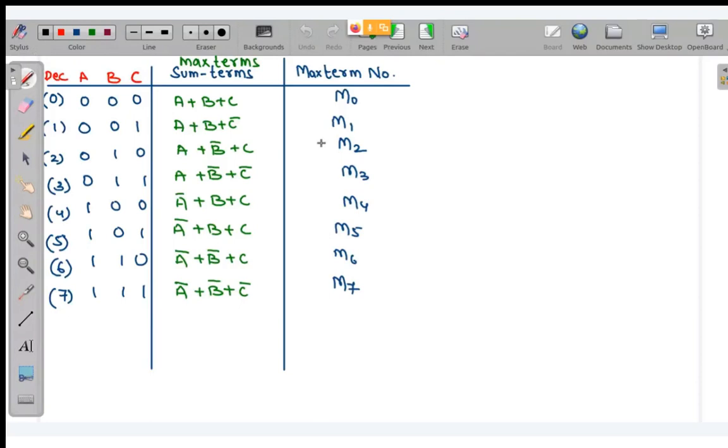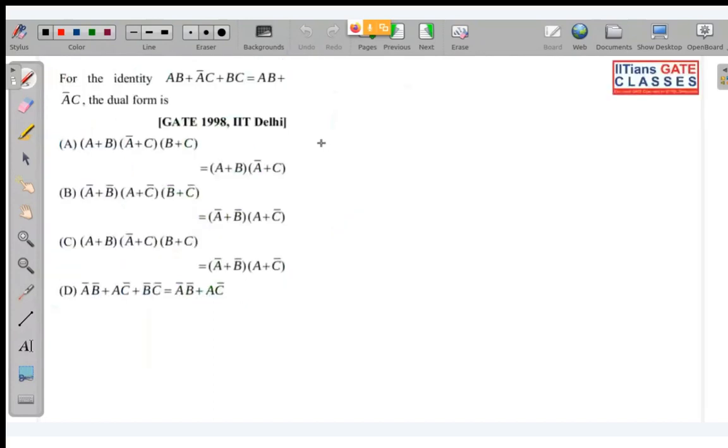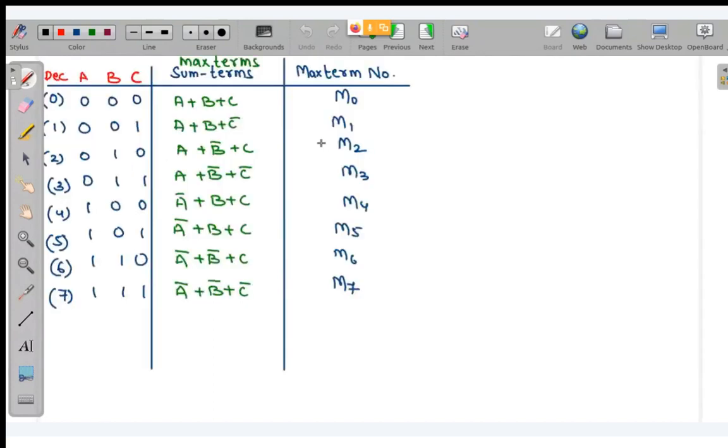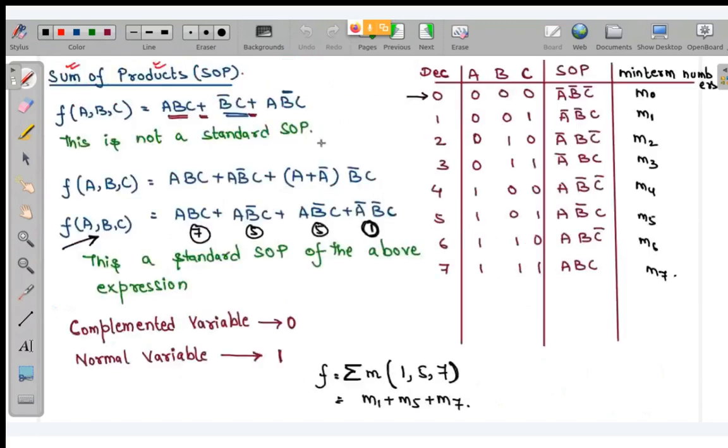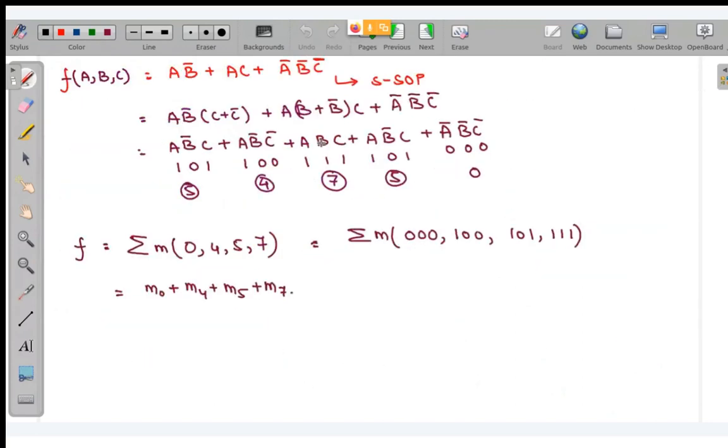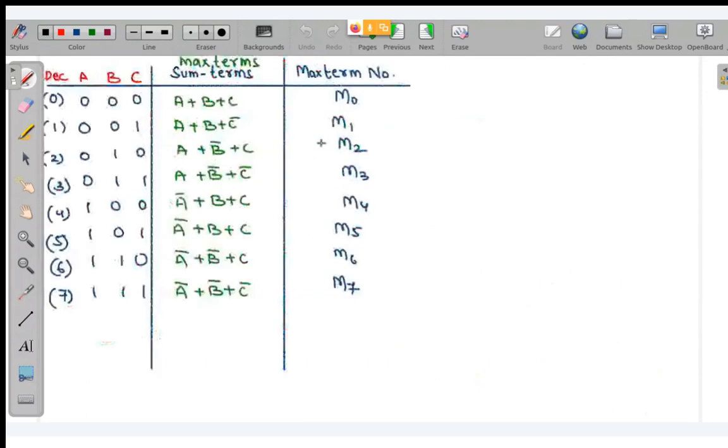We were seeing SOP and POS form. So in today's session, we are going to continue the discussion. So where is SOP used? Where is POS used? We are going to see them one by one. One thing I forgot to tell you. I will tell that in your K map.